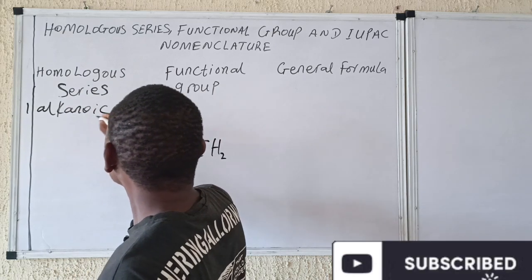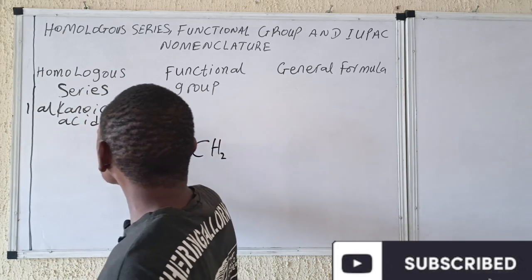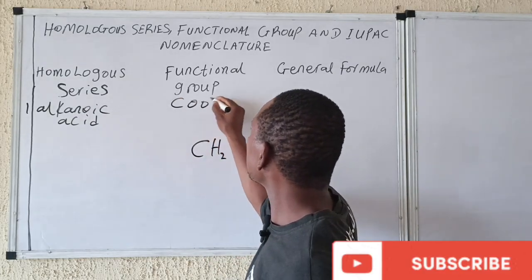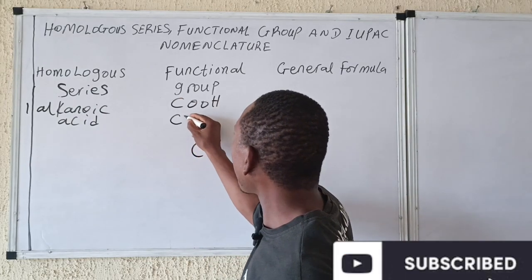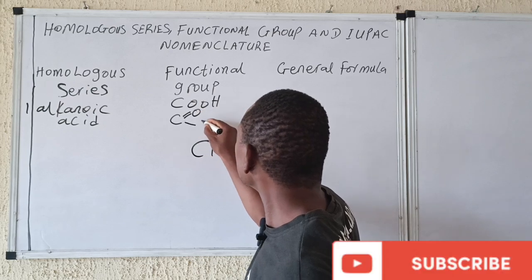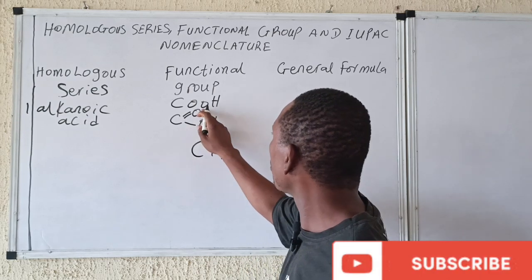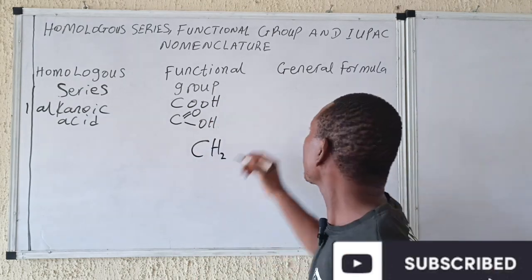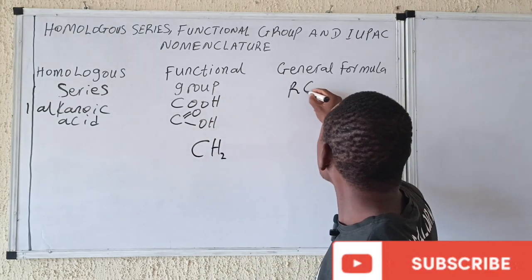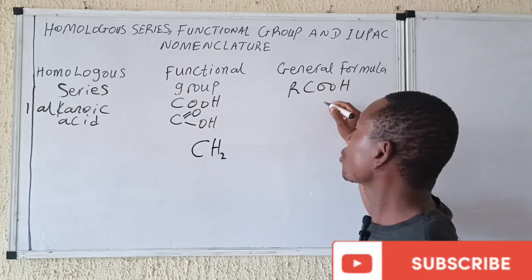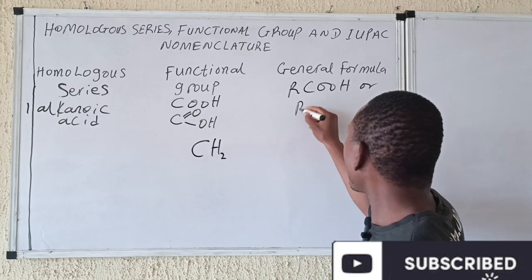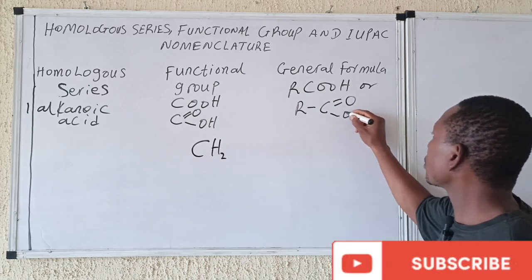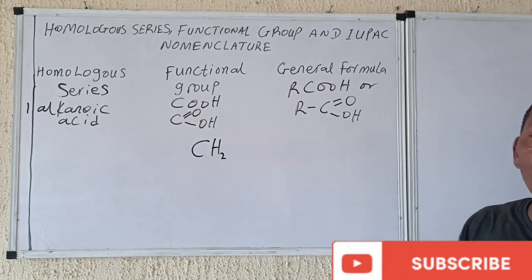Alkanoic acid. What is their functional group? COOH. Now, it is written ideally as C, with double O and OH. So this is COOH, the simple form. All right, and their general formula is ROCOOH. Or you can also write it this way: R, have your C, have your O, and you have OH. So it's the same thing.